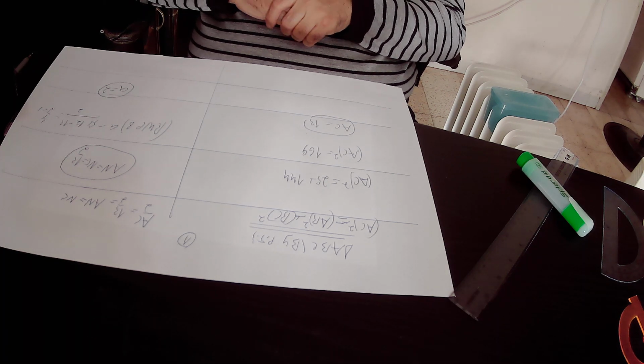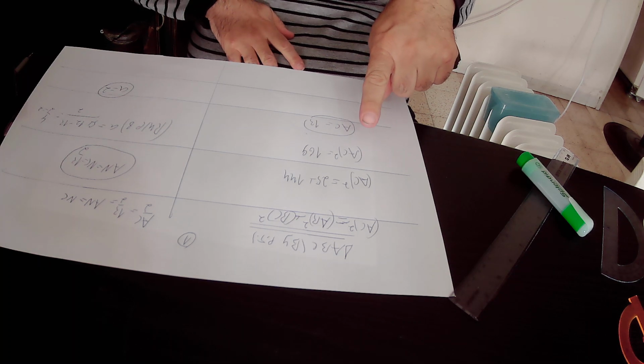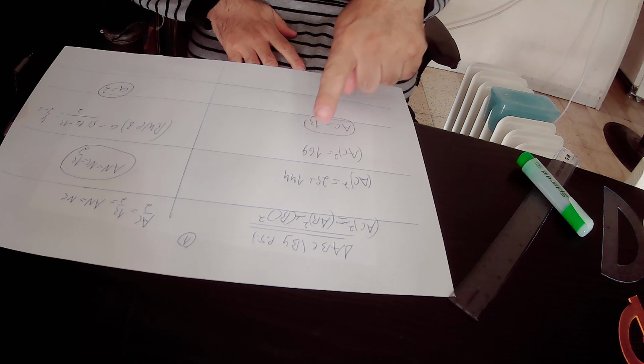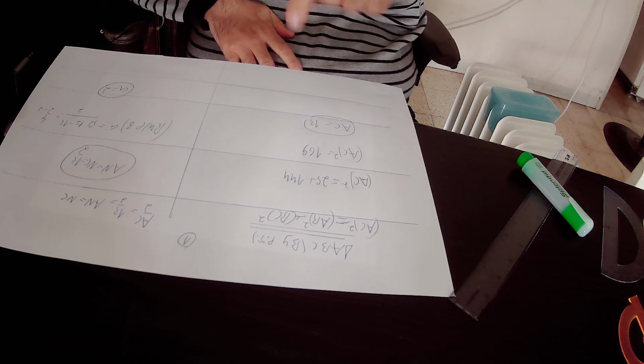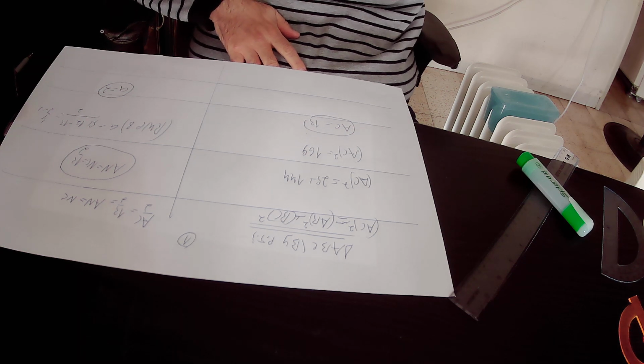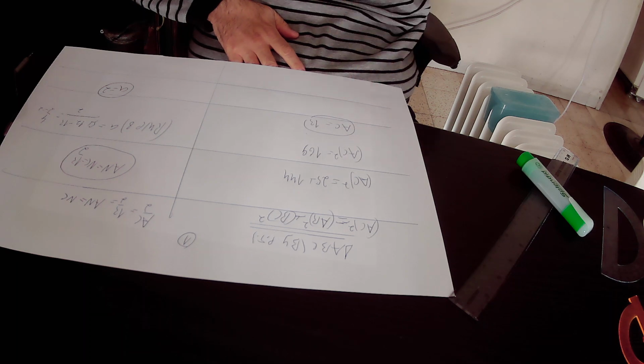So AC squared equals AB squared. AB is 5, therefore AB squared is 5 squared, that is 25, plus BC squared. BC is 12, therefore BC squared is 12 squared, that is 144. So in total, AC squared equals 25 plus 144, that is 169. AC squared equals 169.